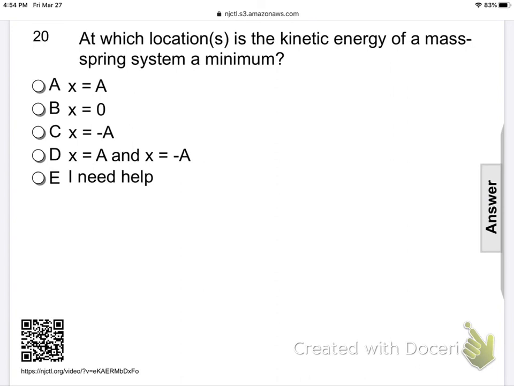At which location is the kinetic energy of a mass spring system a minimum? Well, there's not going to be any kinetic energy when its velocity is at zero. So where is its velocity at zero? At both ends, whether it's stretching the spring or compressing the spring.